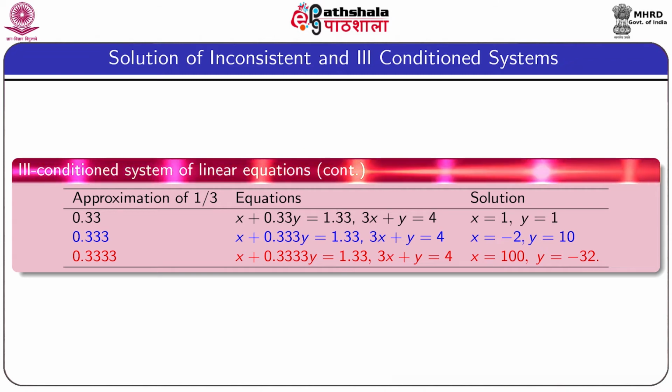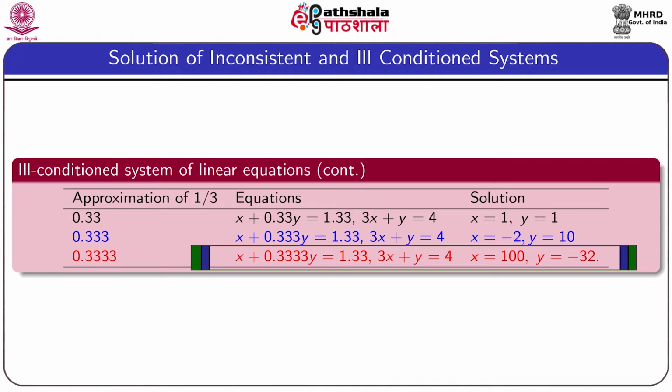And if we consider 1/3 equal to 0.333343, then the first equation reduces to x plus 0.3333y equal to 1.33, and the solution of this system of equations is x equal to 100, y equal to -32. So it is very interesting that with a minor change of the coefficient of y in the first equation, the solution is drastically changed.